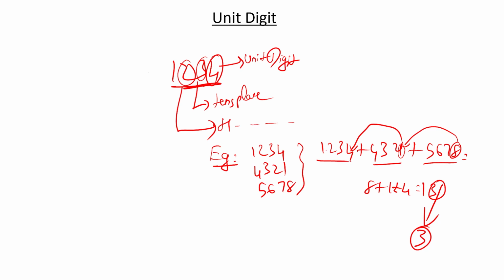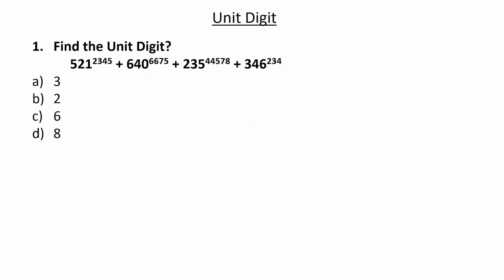Let's get into the problems so you can clearly understand how this works. Don't worry about it. Though it seems ridiculous, it's far easier than you think. Let's read the question first. Find the unit digit in the following. These are numbers with ridiculous powers. We are not going to calculate those powers. It's so easy. All you need to do is 521 power of something plus 640 power of something, 235 power of something, 346 power of something. We only want the answer's unit digit place only.